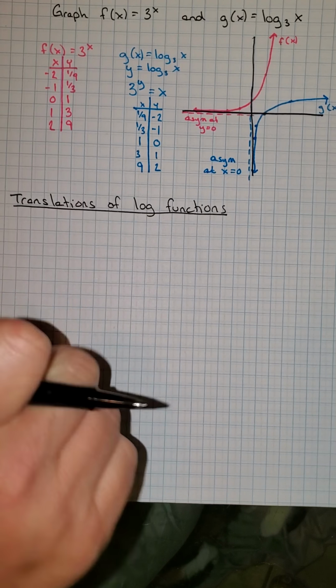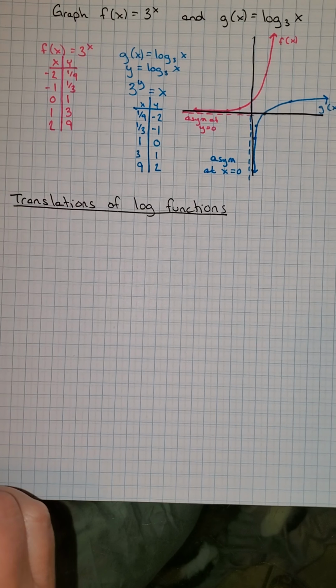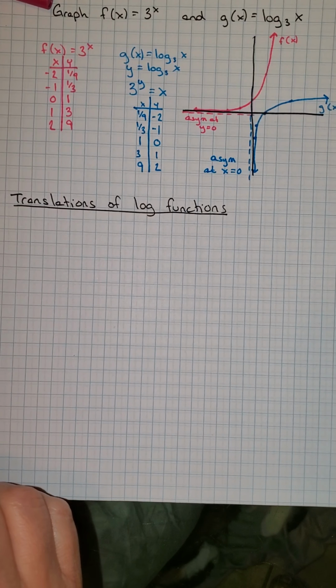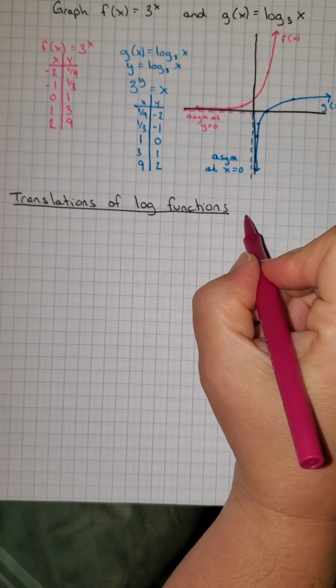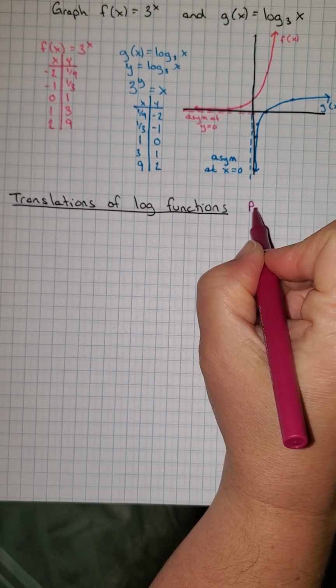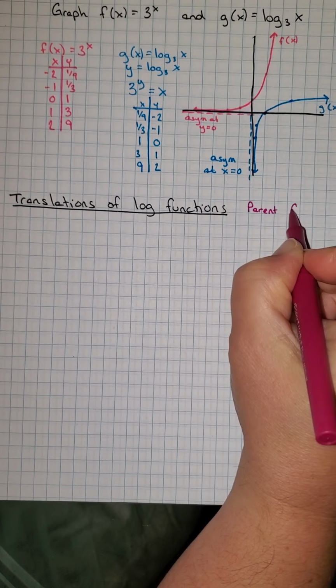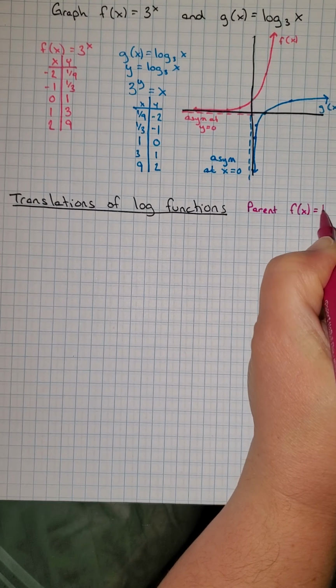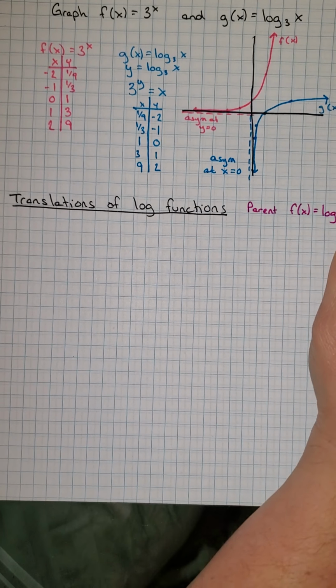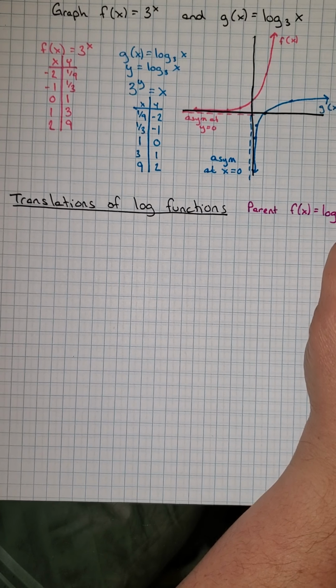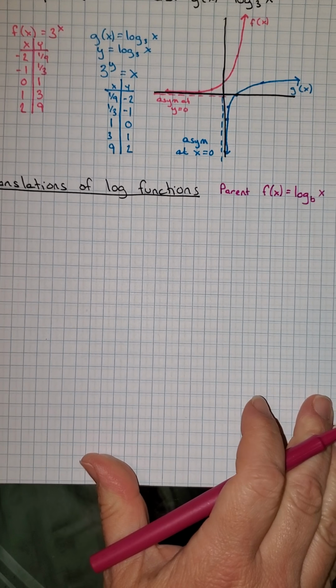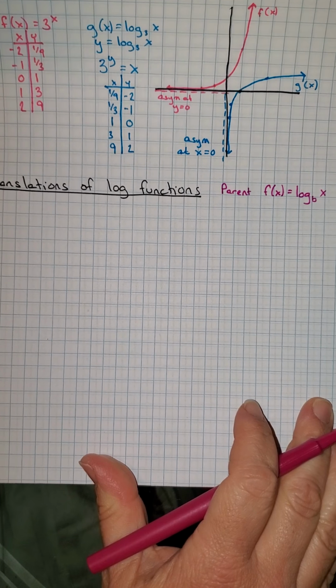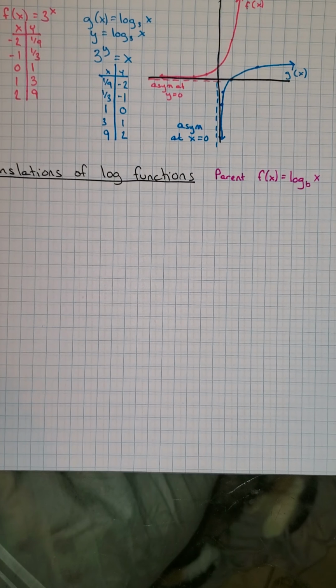Okay, so our parent is f of x equals log base b of x. Okay, that's what we're starting with. Oops, I'm kind of running out of space there.